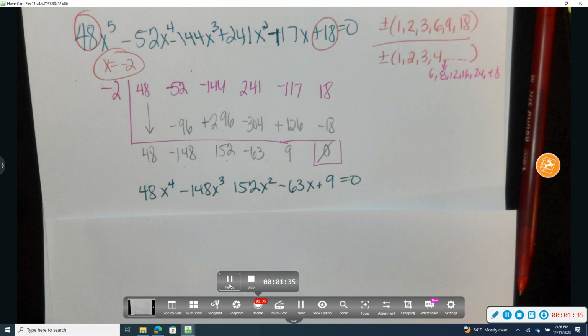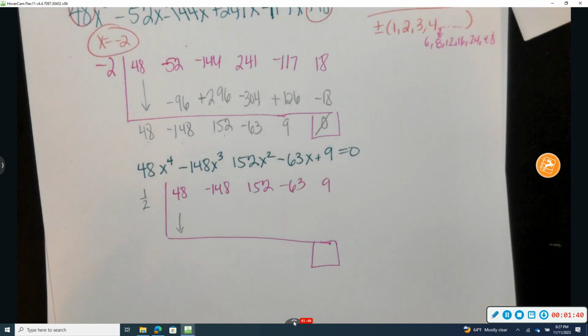So I'm going to set it up right now. I'm going to write in pencil here in case 1/2 doesn't work. Then I'll try -1/2, right? And then I'll move on to 3 halves and -3 halves, and so on.